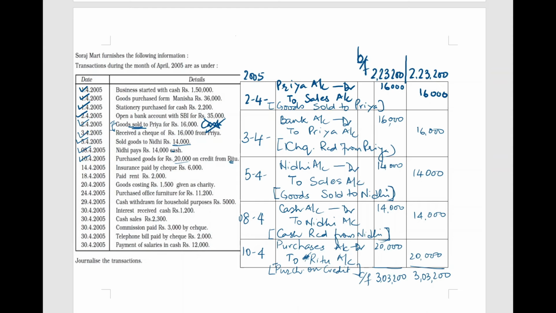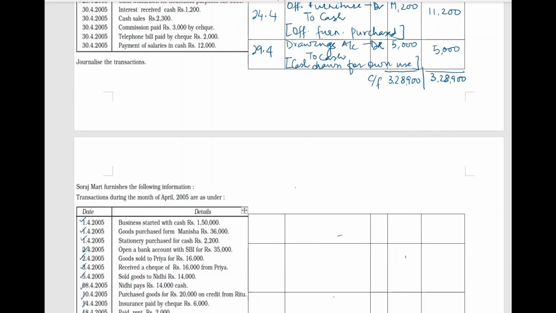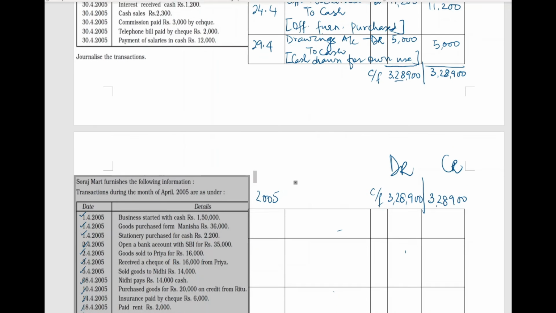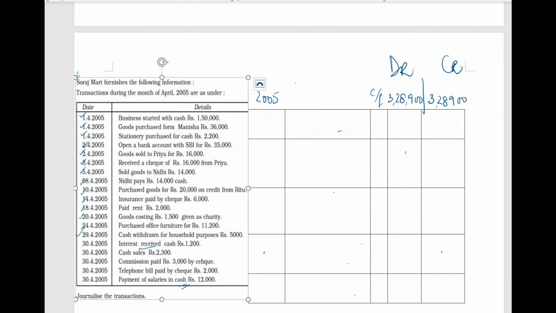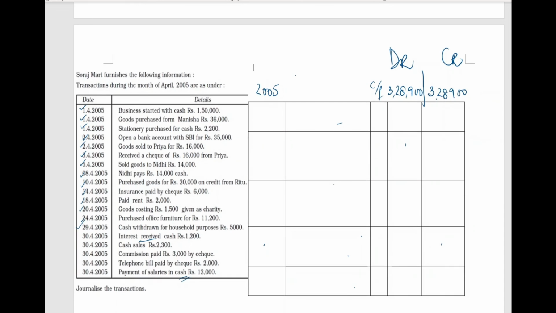Alright, so with this I move to next page. So guys, here the total we get is 328,900. That is 3,28,900. I'm going to carry it forward to my next slide. 3,28,900 debit side, and my credit side is 3,28,900, right? And this is for 2005 year. So we go up and see.